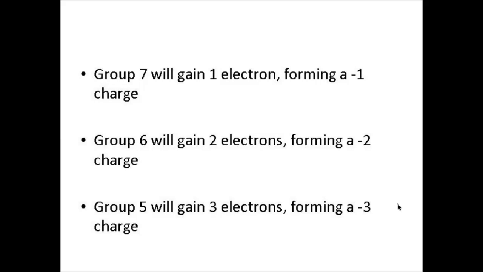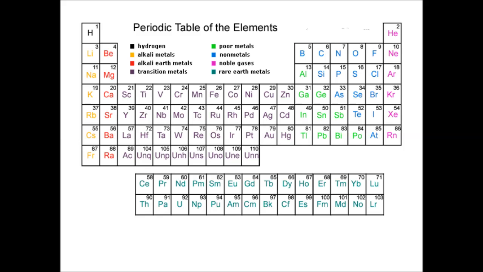Okay. All right, so there's some trends also we can write down on our periodic table. With group 7, what you need to know is they're just going to gain 1 electron. They're going to form a -1 charge. Group 6 is going to gain 2 electrons, forming a -2 charge. And group 5, which includes nitrogen and phosphorus, they're going to gain 3 electrons, forming a -3 charge. So go ahead and make sure you label that on your periodic table. Okay, and we're actually going to do that right now.